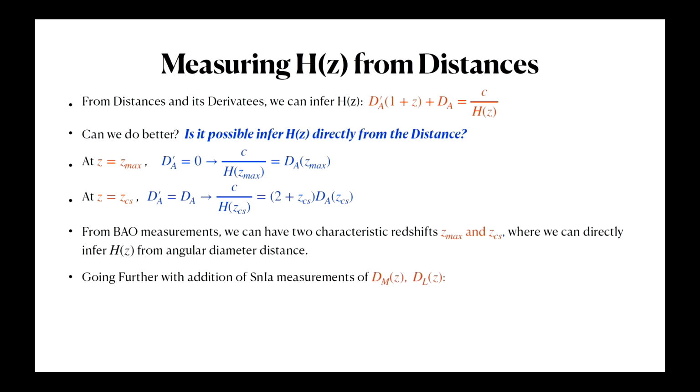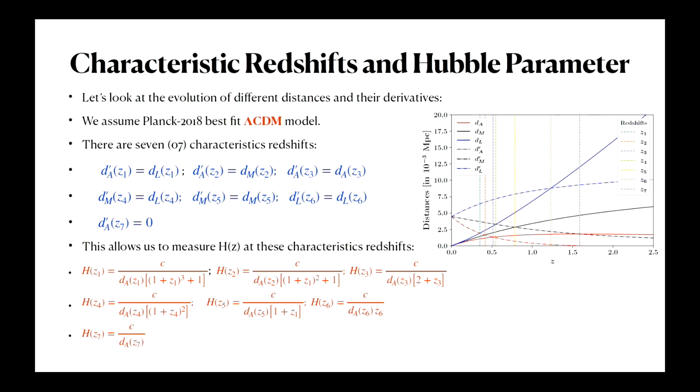I can now use all other distances, like dL or dM, and their derivatives, and I can actually have 7 redshifts where these derivatives are equal to the distances. So actually we can get 7 redshifts. Z3 and Z7 are basically from the angular diameter distance derivative, and the others come from the luminosity distance or others. So there are 7 redshifts where I can get H(z) directly from this dA parameter. Fine. So this is for the background.